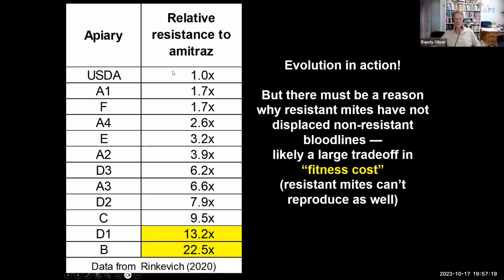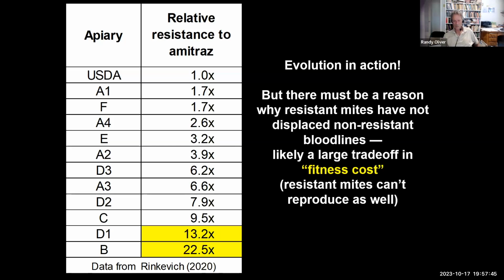So this is some data from Frank Rinkevich looking at the resistance in the Varroa mites, and these USDA untreated colonies may be similar to ours. They're the totally non-resistant mites. There's mites out there now that are 20 times as resistant to amitraz as the way they started. There's apparently a very large fitness cost there. It means they give up the ability to reproduce as well in order to gain resistance to the miticide, and that keeps them non-competitive with the non-resistant mites.